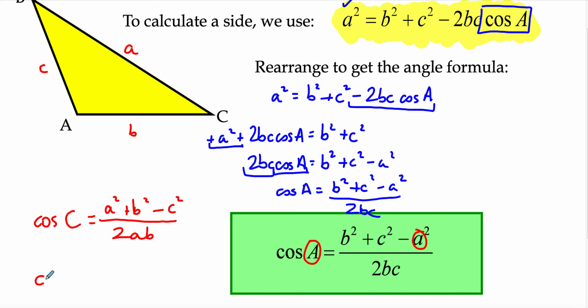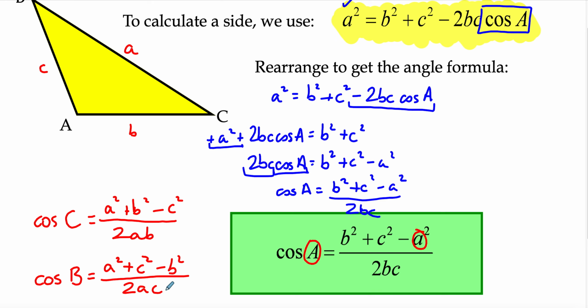And if you want to try it yourself for cos B, you could pause the video here and see if you can write it down first. Okay, so cos B is a squared plus c squared minus b squared, all over 2, first two letters I wrote down on the right hand side, 2ac.